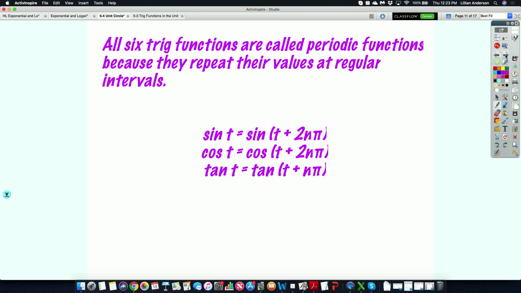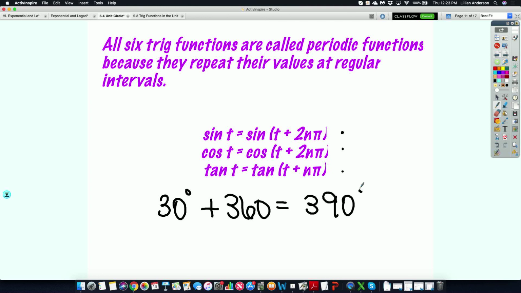Remember coterminal angles? If I gave you 30 degrees and asked you to find another positive coterminal angle, you would add 360. Technically, that's what all these are, except they're in radians. This would give me 390.